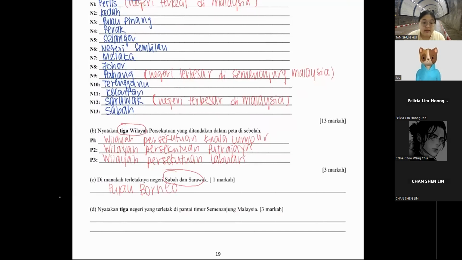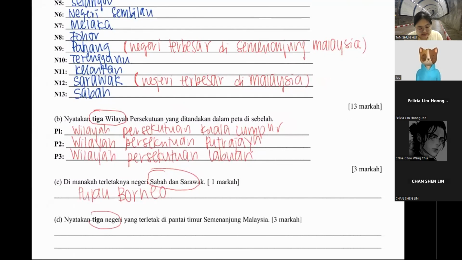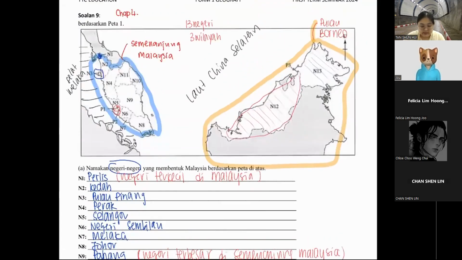Right? And then they say, tell me 3 states that located at Pantai Timur. Where is Pantai Timur? East Coast. East Coast in the Semenanjung Malaysia. Peninsula Malaysia. So what state we have? We have 3.